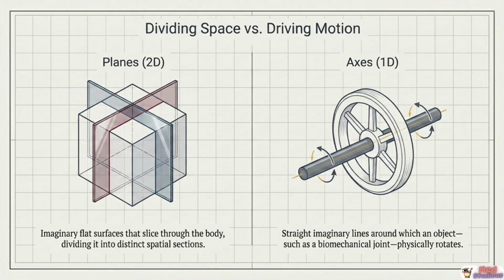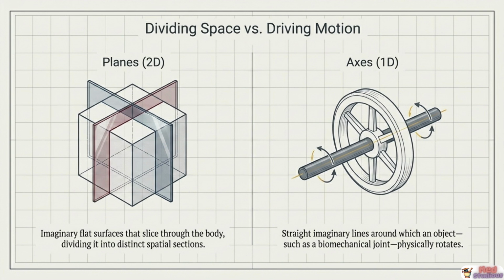Here is a conceptual distinction that many students miss entirely, and it is crucial. Planes and axes are not the same thing, and they serve fundamentally different purposes. Planes are two-dimensional. They are imaginary flat surfaces that slice through the body, dividing it into distinct spatial sections. Think of them like glass walls cutting through a three-dimensional figure. Axes, on the other hand, are one-dimensional. They are straight imaginary lines around which a biomechanical joint physically rotates. Think of an axis like the metal rod through the center of a wheel. The wheel, which is your body segment, spins around it.